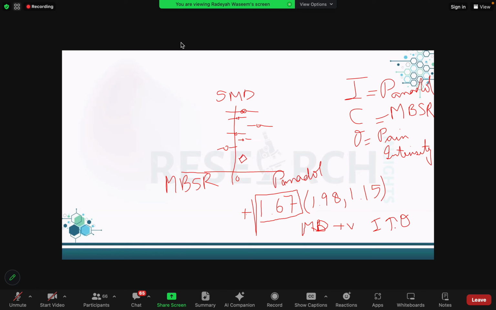Irrespective of whatever the outcome is, my intervention is increasing the outcome. So if my diamond is lying on some side, that side should be the intervention side. Okay, and my intervention is Panadol, so I should label this side as Panadol. Is it clear now, Manahil?